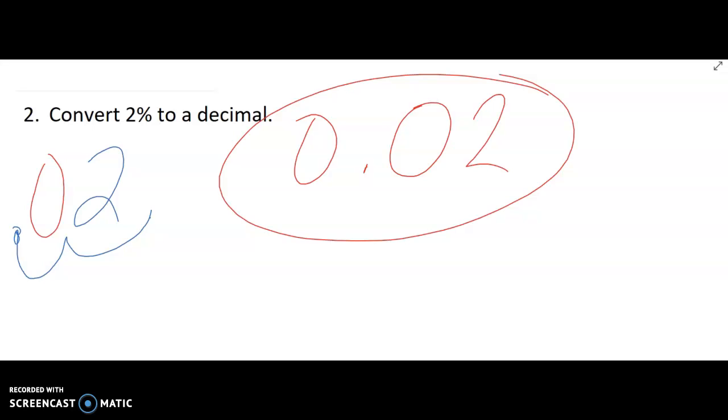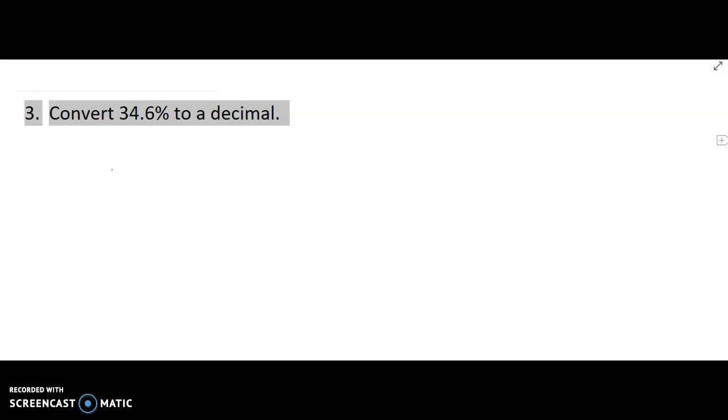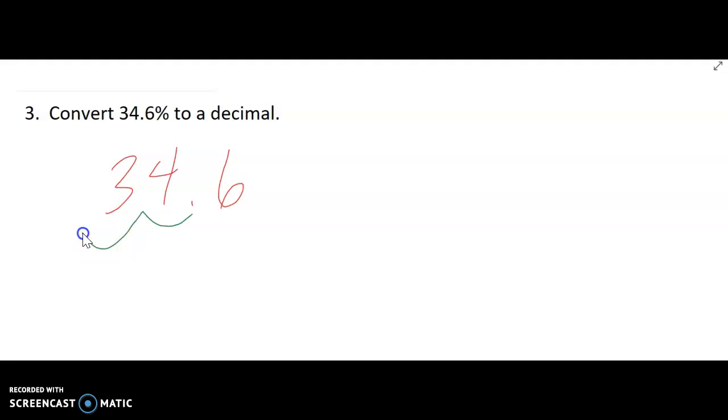So if you want, you can think about this as 2 over 100 and then actually divide. Or you can think in your head, divide by 100 is move 2 decimal places to the left, and you have yourself a decimal. So if I have 34.6%, divide by 100 means move 2 decimal points, and I have 0.346, or 346 thousandths, because we are 3 decimal places past.